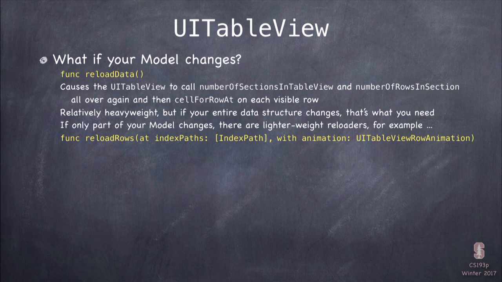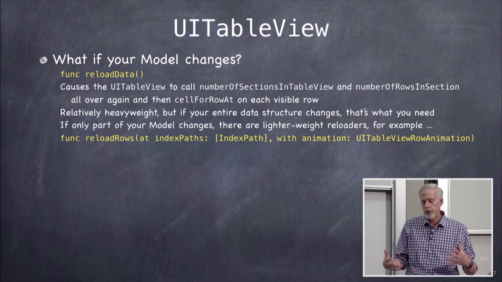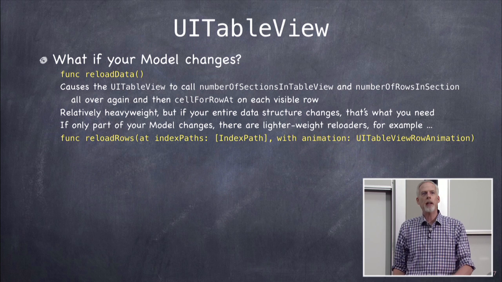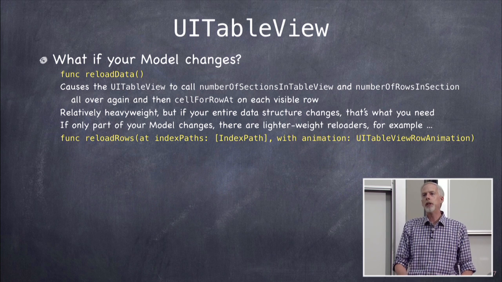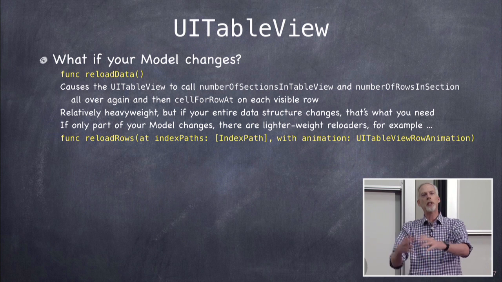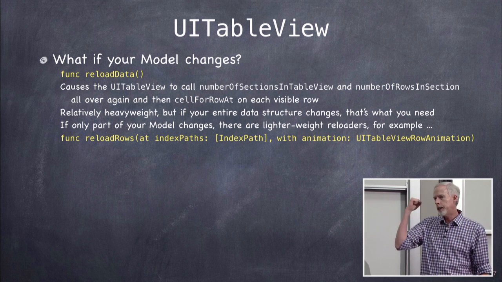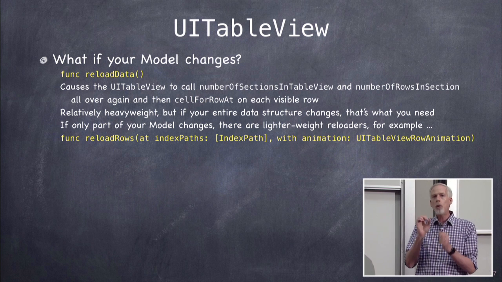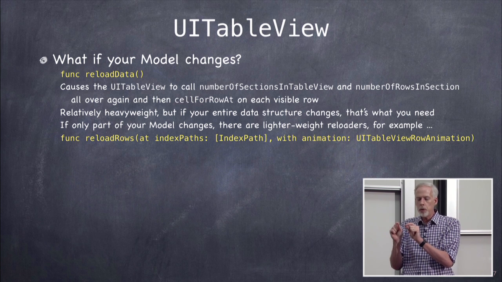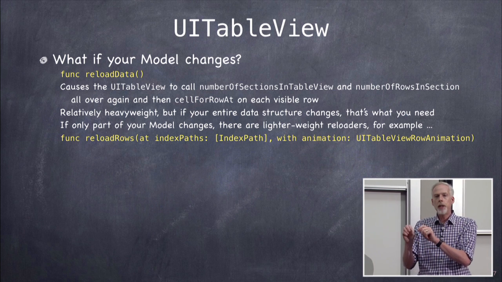Okay, now back to what this guy was asking before. What happens if my model changes? It gets bigger or even gets smaller or whatever. One thing you can do that's kind of a hammer is reload data. If you call reload data on your table view, it's going to call all of your data source methods again. How many sections you got? How many rows in each section? Give me a cell for every single visible row. You see what I mean? It's going to go do the whole thing all over again. It's kind of a hammer because if you know that you only changed one section, okay, then you can call something like reload rows at index paths, and the index paths would tell the sections and rows, with some animation.